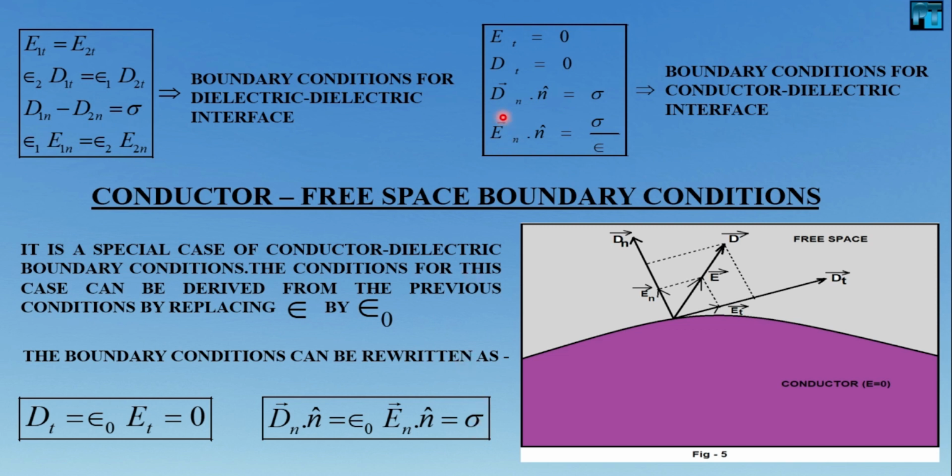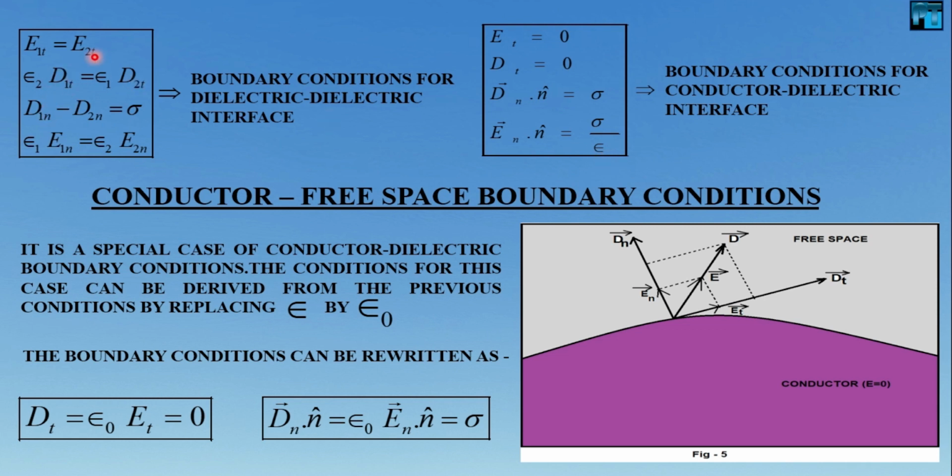Now see, this thing is also unchanged. What has been changed here? This sigma, this epsilon, it has been converted to epsilon naught. So what will be our last condition? Can be rearranged as En dot n cap equal to sigma by epsilon naught. Okay, so see, we have already found our most important boundary conditions for the three cases.